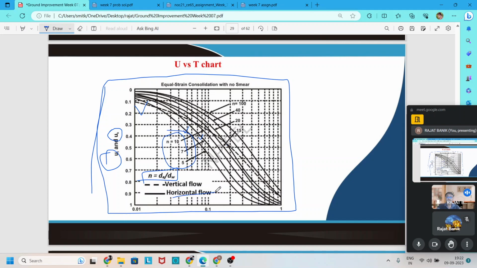Here horizontal flow is nothing but the radial flow, because in plan view the radial flow and horizontal flow are almost similar. So this curve is used for both cases. If we look at the cross-sectional view, the drainage is like that.